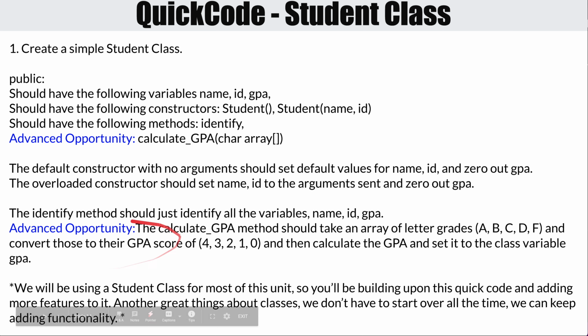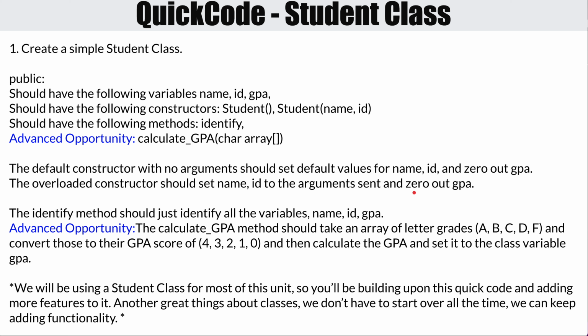Now, the advanced opportunity for that calculate GPA method should take an array of letter grades A, B, C, D, F, and convert those to their GPA scores of 4, 3, 2, 1, and 0, and then calculate the GPA and send it to the class variable GPA. What I mean is, it'll take an array of characters with their letter grades, and you loop through that array: if it's an A, that means it's a 4; if it's a B, that's a 3; if it's a C, that's a 2; D, 1; F, 0. Then you calculate the GPA by averaging the integer values, and set it to the GPA variable. It sounds pretty complicated. It is kind of complicated, which is why I'm leaving it as an advanced opportunity.